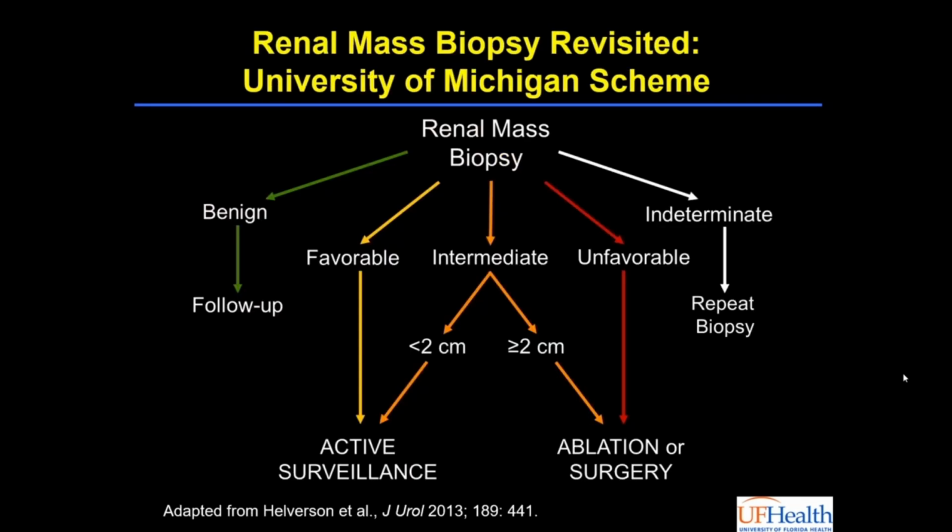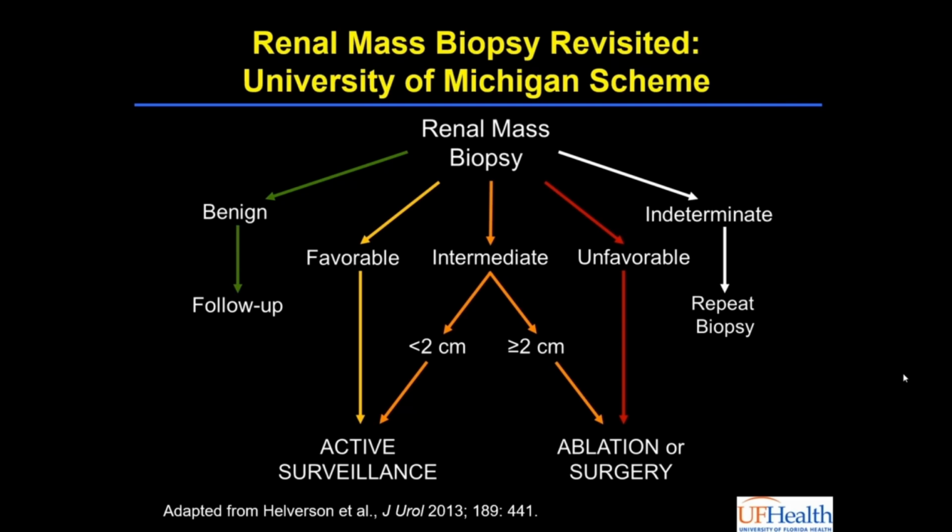Now, we know that there's a condition of the body where we can do biopsies, whether it's biopsy of the lung, biopsy of the breast, biopsy of the liver. Why can't we biopsy the kidney? And the answer is yes, we can. However, there are shortcomings of a renal mass biopsy that I'm going to go into.